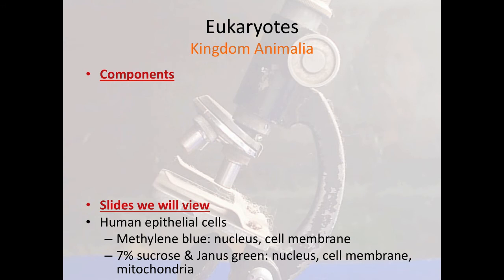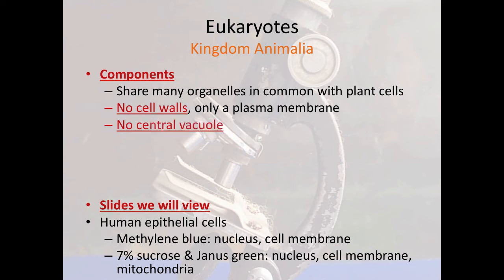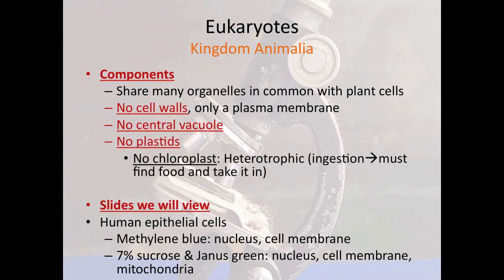Overview of the kingdom Animalia. Components or characteristics are that they share many organelles in common with plant cells, but do not have cell walls, right? You are not blocky and square like a plant. Thank goodness you are soft and squishy and can walk around. There is no central vacuole in animal cells. And there are no plastids, there are no chloroplasts, because we are heterotrophic organisms that ingest our own food.